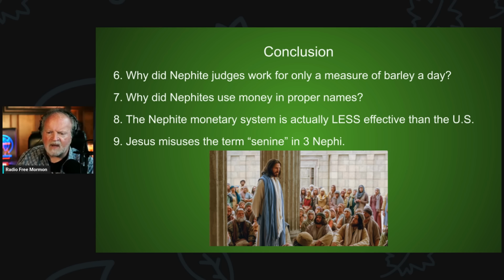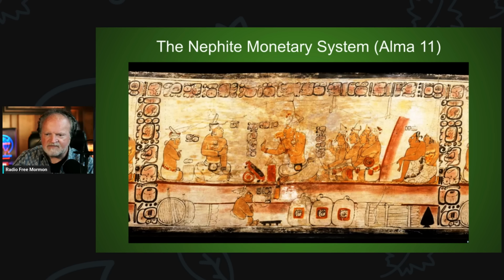Number 8, the Nephite monetary system is actually less effective than the United States monetary system. That's an important point to make. And number 9, finally, Jesus misuses the term senine in 3rd Nephi when he should have been talking about a leah or a shiblum. Yes, but he uses senine. So those are the different points that I wanted to make about the Nephite monetary system in Alma chapter 11.